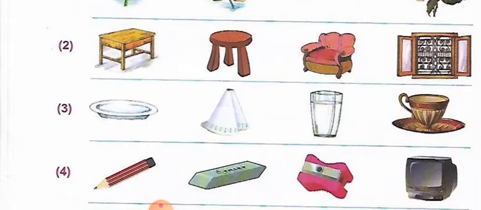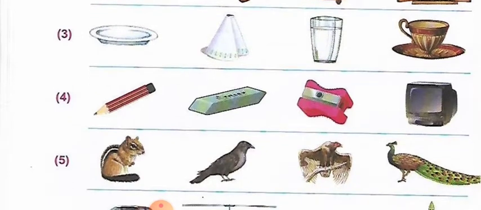Pencil, eraser, sharpener, and TV. Which is the odd one? TV is the odd one, because all these items are needed for study. Pencil, rubber, sharpener. TV is the odd one.